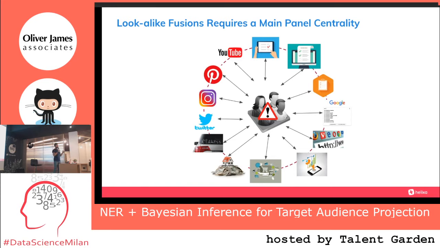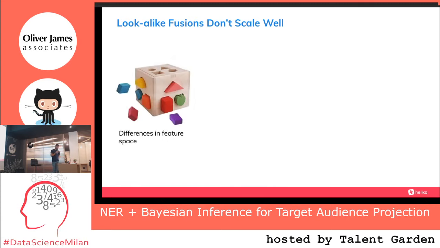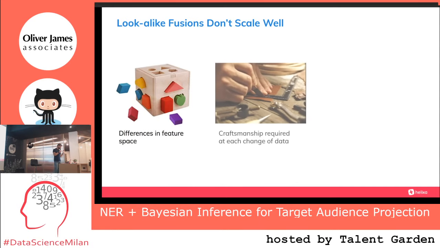The problem of this approach is that as long as you use only a couple of sources, it works fine. But as soon as you start adding multiple datasets, it creates a sort of star schema where everything is linked with a central panel. If you want to link Twitter with, for example, the e-commerce on the bottom, the gray one, then you have two fusions. You have to fuse Twitter with the central panel and then the central panel with the e-commerce. That doesn't scale.